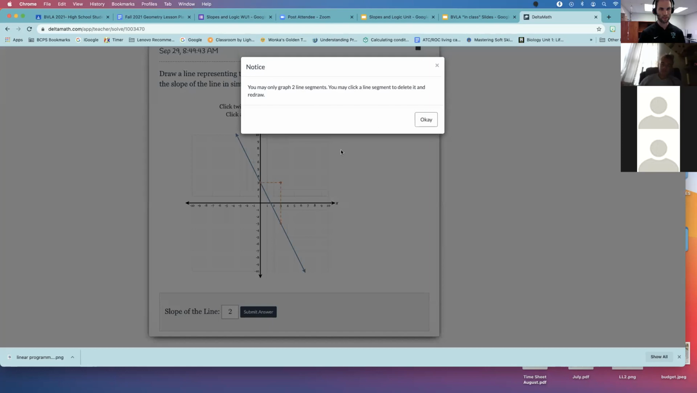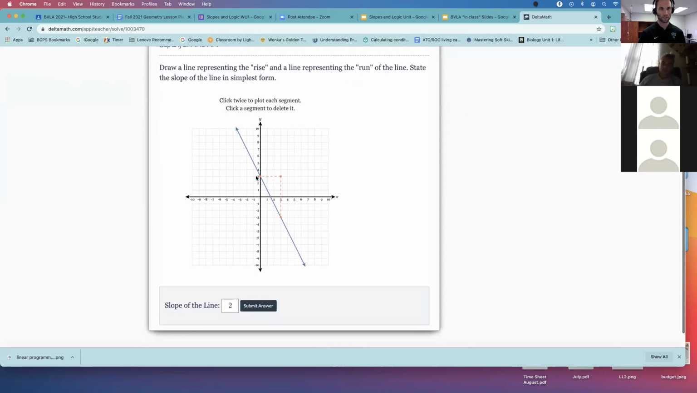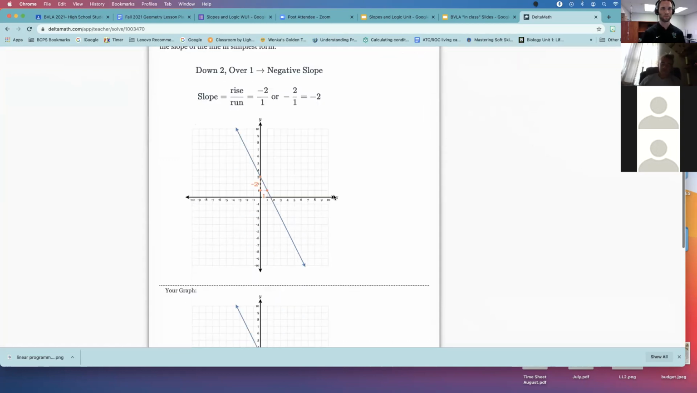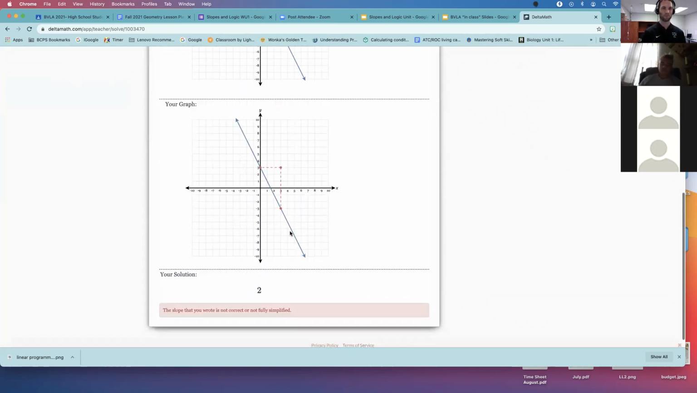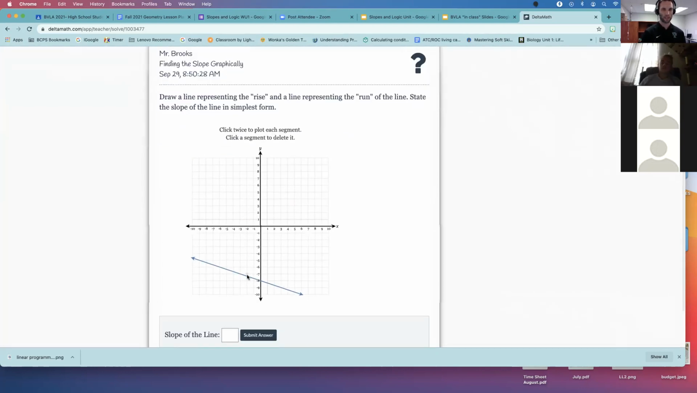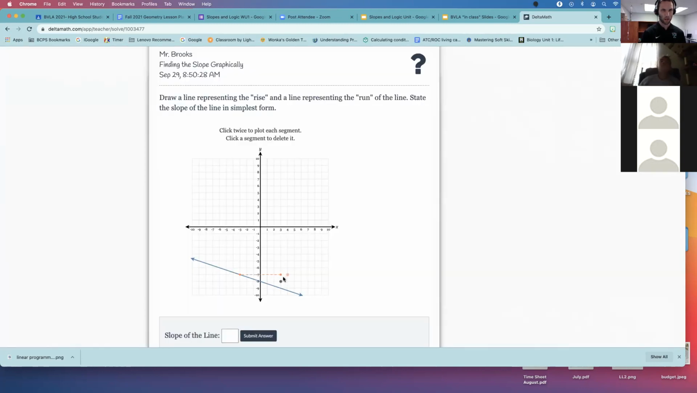Now, how do I get rid of it? I guess you'd have to refresh. Oh, I guess it won't let you. Oh, it's -2. It is -2. Went down. Forgot about the negative. How do I delete it? Oh, you click on the line. So you don't click on the end segment, you click on the line to delete it.